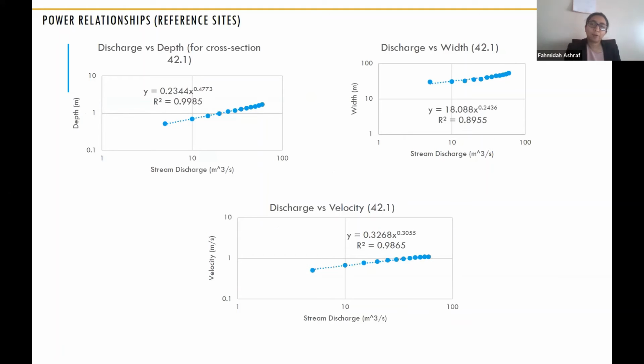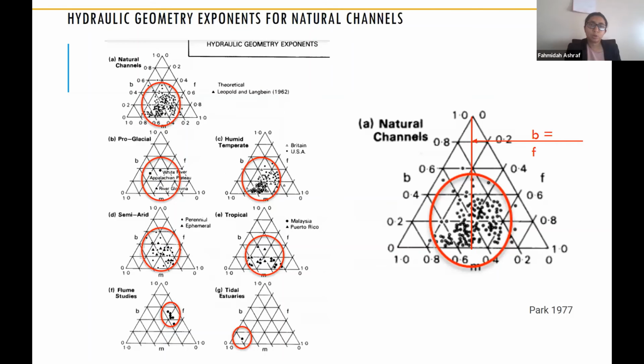From our preliminary analysis, all those unstable stream channels do maintain a power relationship that we typically expect for stable channels. We still have them for unstable channels. If you look at this last one, this big triangle, this is what we expect when we plot all the hydraulic geometric characteristics in a triangular plot. We call it a ternary plot. This is the type of data we expect.